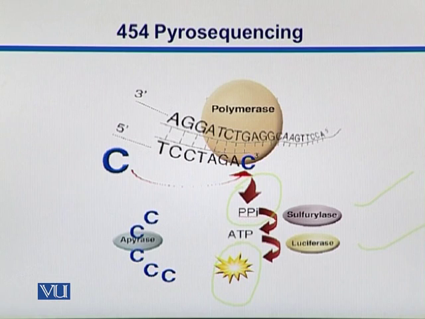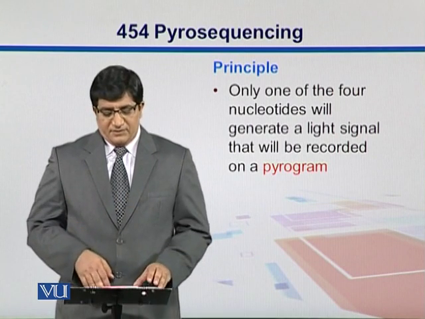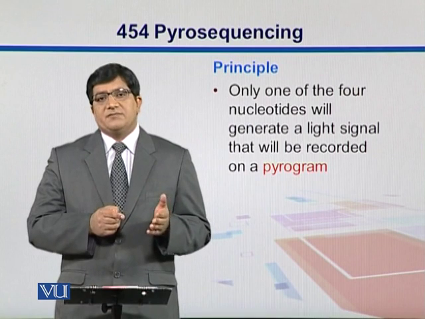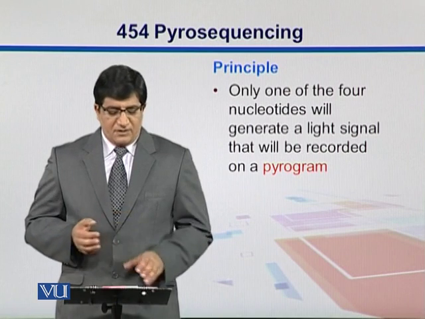If the light signal is coming, it means that at those particular points this nucleotide has been incorporated. So if C is incorporated, it means that in the template strand there is a nucleotide G present. Then the enzyme apyrase eats up all the remaining cytosines, and then we put in the next nucleotide, for example G or T or A. We keep on repeating these cycles and keep on detecting those light signals. So in pyrosequencing, only one of the four nucleotides gets into the growing chain of the DNA wherever it is complementary to the template, and then the light signal is recorded in the pyrogram.